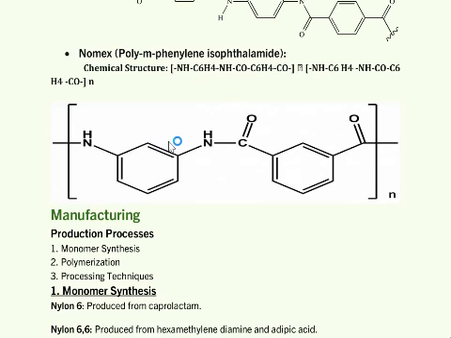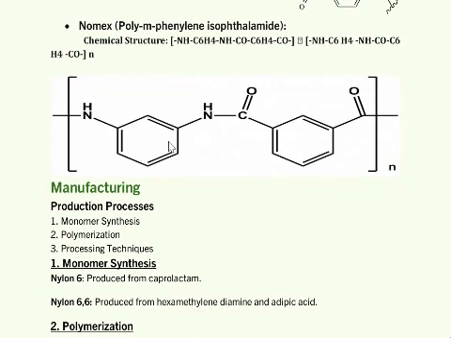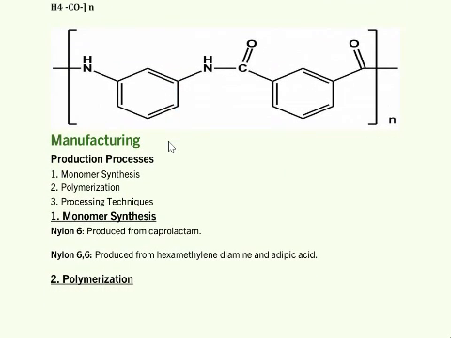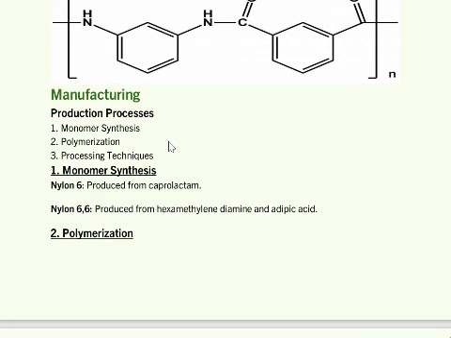All the monomers combine together forming chains of polymer, ultimately forming a big polymer of the polyamide resin, which is widely used in today's applications in every field of industries. Talking about the manufacturing, it contains 3 production processes: monomer synthesis, polymerization, and processing techniques. In monomer synthesis, the subunits combine together forming larger units, polymers.